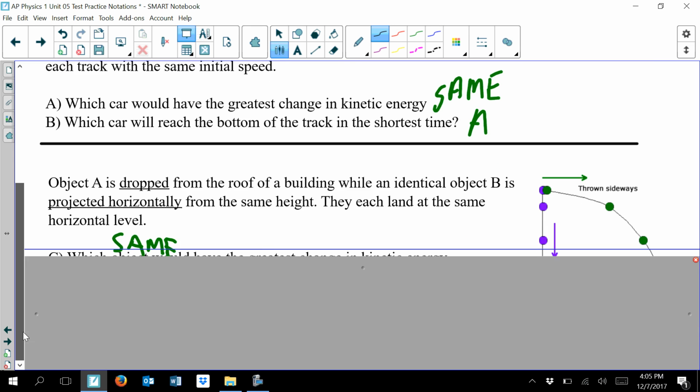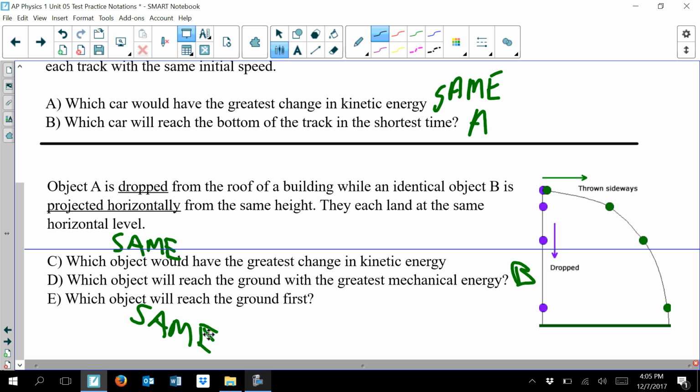Down here at the bottom, if we drop an object off a roof versus throw an object off a roof, which object would have the greatest change in kinetic energy? Again, just like before, they both have the exact same change in height, so they have the same change in kinetic energy. But which has the greatest mechanical energy is actually B, the one thrown sideways. It had some kinetic energy also to start because we gave it some initial speed to the right. So we get to add that to the mgh that it had to start with. So it has more. Which reaches the ground first? They both hit at the same time. That horizontal component doesn't affect the vertical fall rate of that ball.